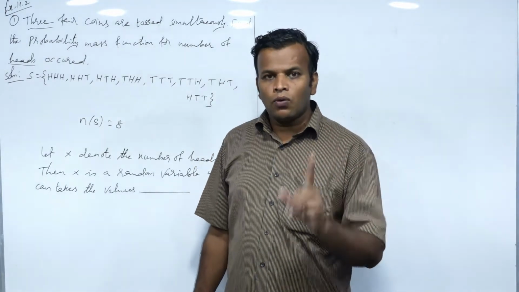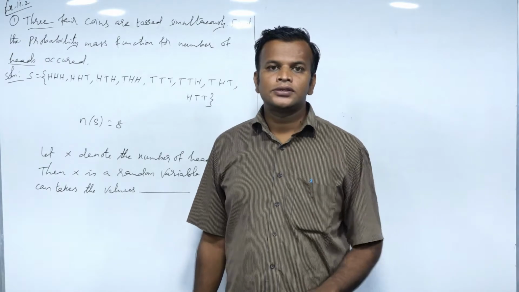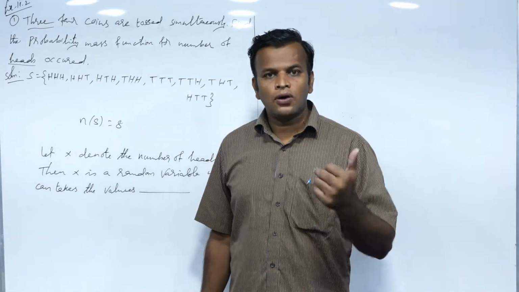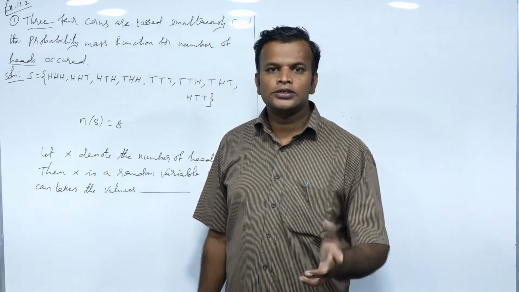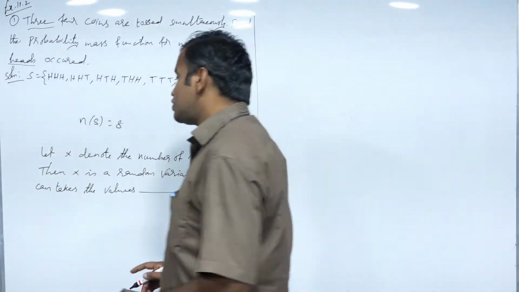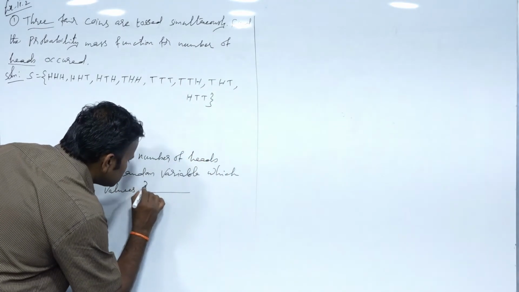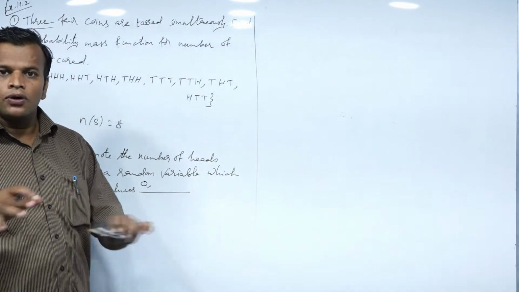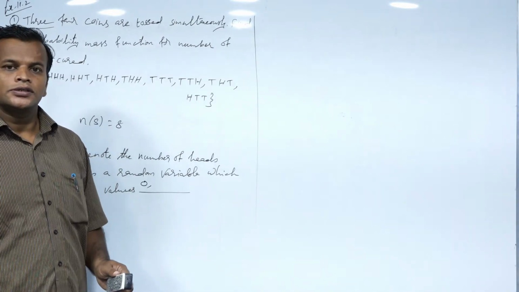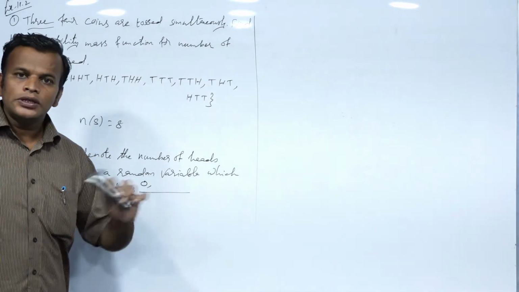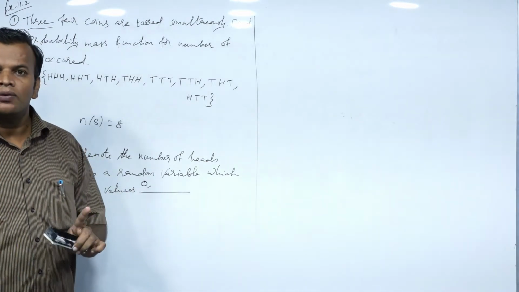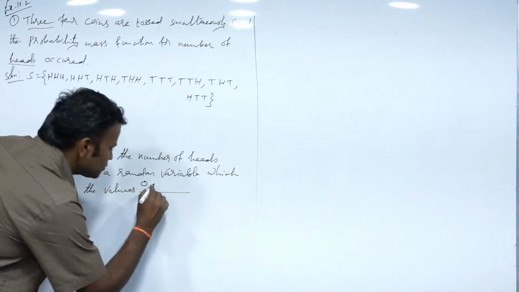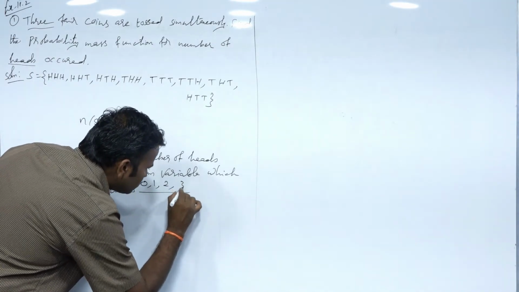So one chance is that there is no head. Is that possible? In all the 3 coins there is no head. Yes, it is possible. So this random variable X can take the least value 0, because in all the 3 coins there is no head. Tell one more chance: out of the 3 coins, any one coin has a head. So 1, then 2, 3.